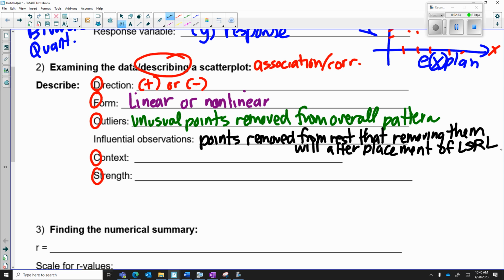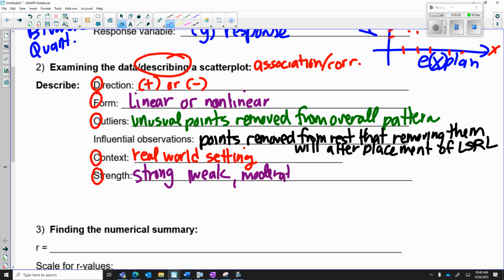The context is just the real world setting that we're talking about, so you want to use language specific to the question and the variables. You don't want to just say there's a positive relationship, there's a strong relationship. You want to say there's a positive, strong linear relationship between time and foot size or something like that. And the last one is strength. How strong is the relationship? Is it strong? Is it weak? Is it moderate?